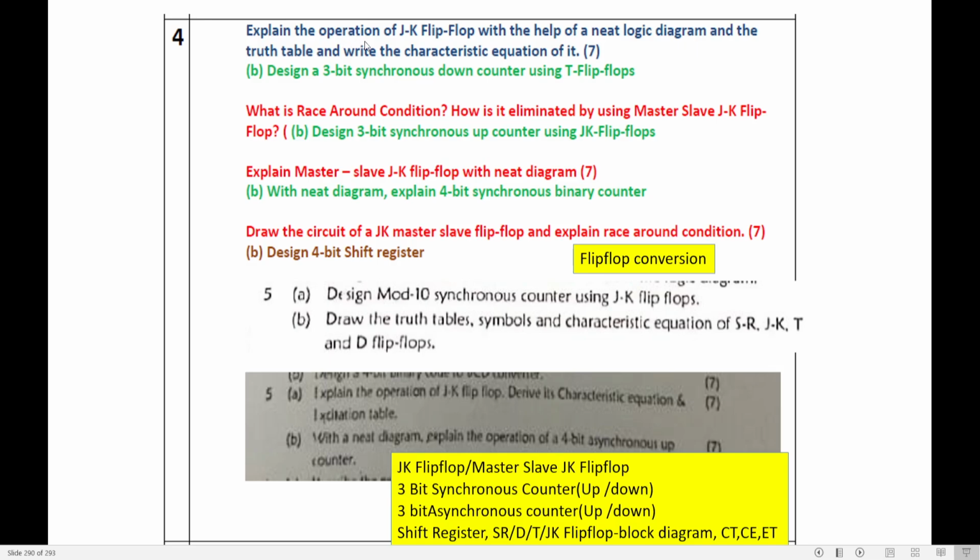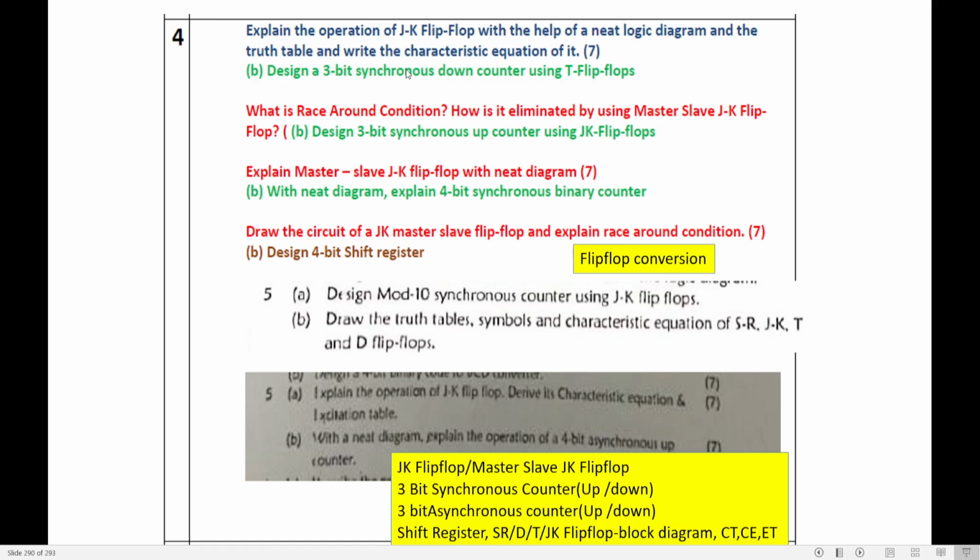is explain the operation of JK flip-flop. What is JK flip-flop, or what is race around condition, how it is eliminated using master slave, what is master slave flip-flop, explain using neat diagram. Draw the circuit of master slave flip-flop and explain how it eliminates race around condition. Design mod 10 counter using JK flip-flop, or explain the operation of JK flip-flop with the characteristic table.